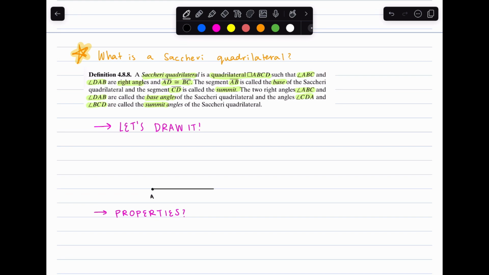So again, let's draw this. We have point A tied to point B. I'm going to draw point C up here and draw point D up here, not connecting C and D yet. But as we know, angle DAB is a right angle and angle ABC is a right angle as mentioned in the definition. And we know that AD is congruent to BC. Now in this quadrilateral, we're going to see a curve connecting C and D. And we call this the summit. And then the bottom segment, AB, is the base.